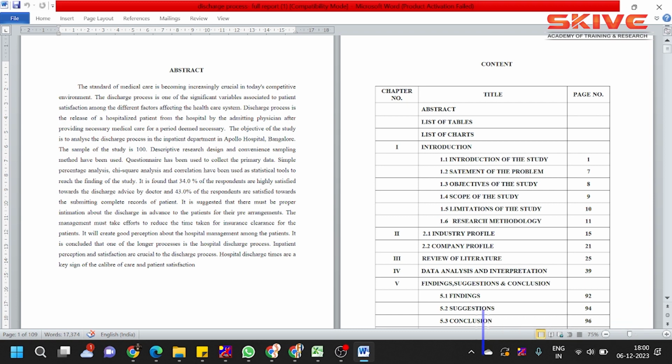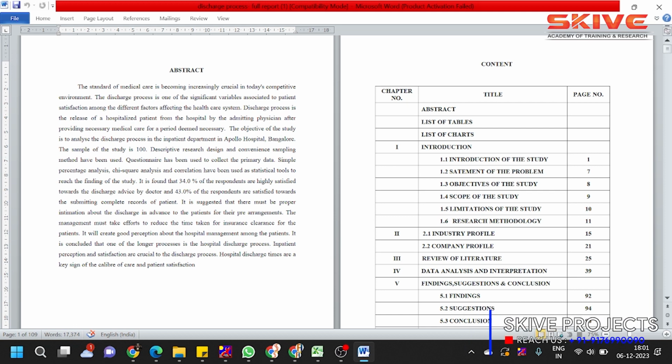Actually, we are going to make a survey with the patients who are inpatients at that particular hospital, and we have a set of questionnaires. We have taken some hundreds of samples, and the questionnaires will be issued to the patients. We have some critical questions so that we may get feedback from the inpatients. Based upon the feedback, we are going to do some analysis, like percentage analysis, chi square analysis, and correlation. Based upon these statistical tools, we are going to find the discharge process in the inpatient department of Apollo Hospital.